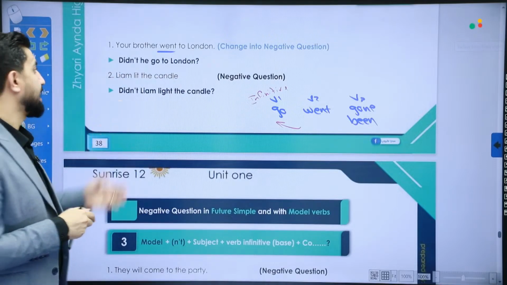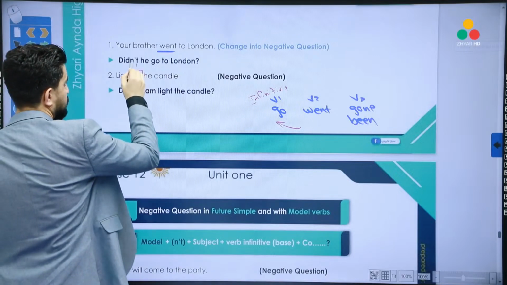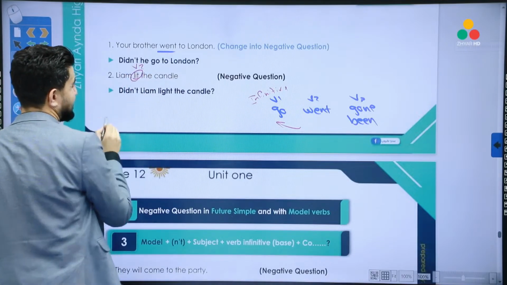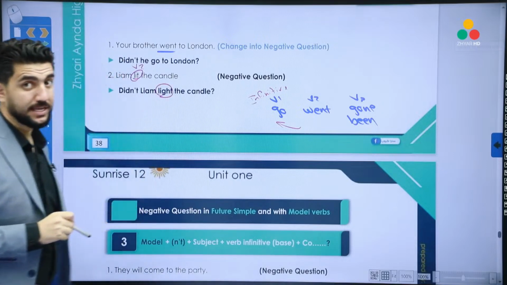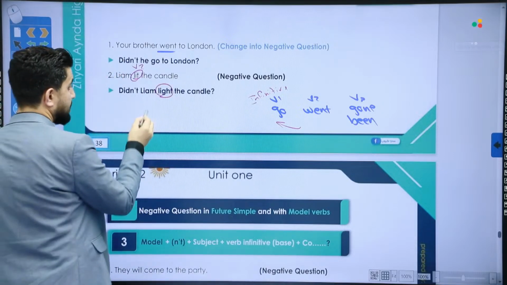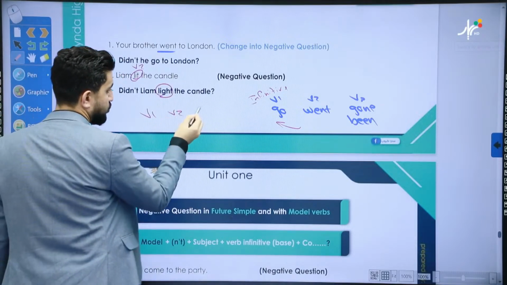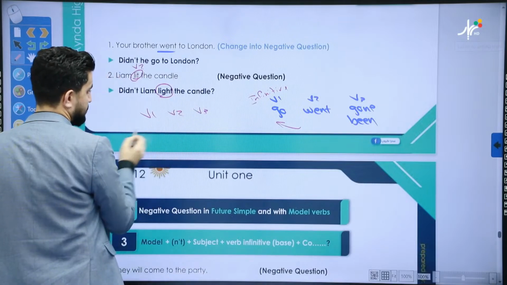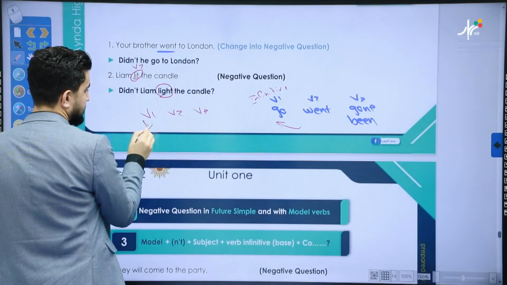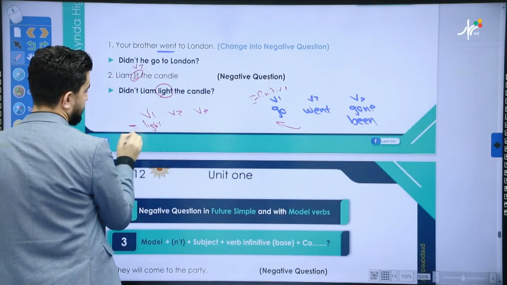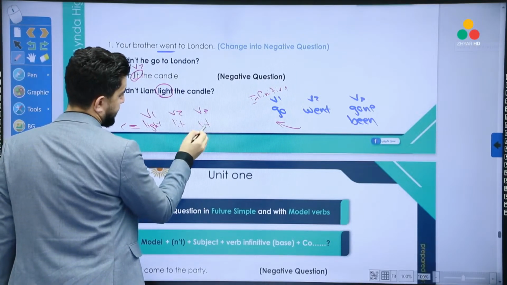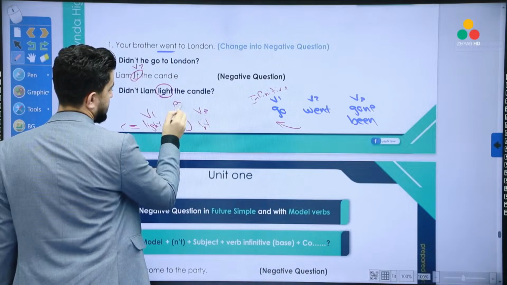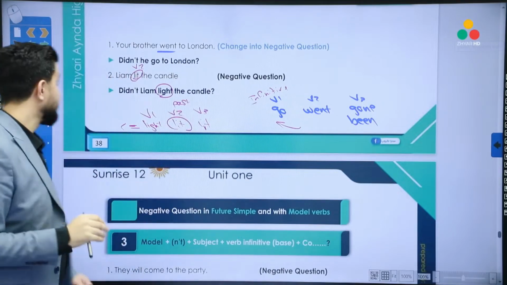Liam lit the candle. Lit is verb 2. To change it: didn't Liam light the candle? Didn't Liam light the candle? Because it's like this. Verb 1, verb 2, verb 3. Present, past, and past participle. Light. To change it to negative, this is the infinitive form. Lit, lit. Okay? This is past. All right? So it's like this.